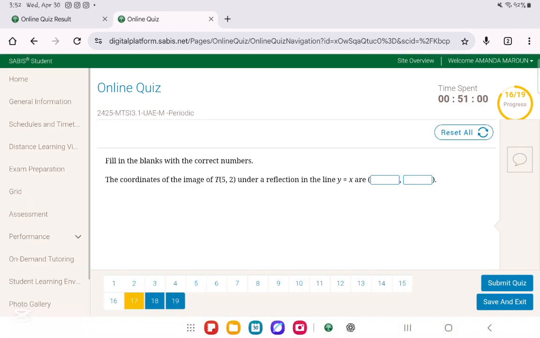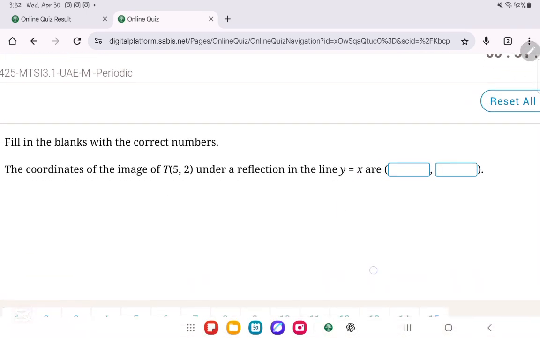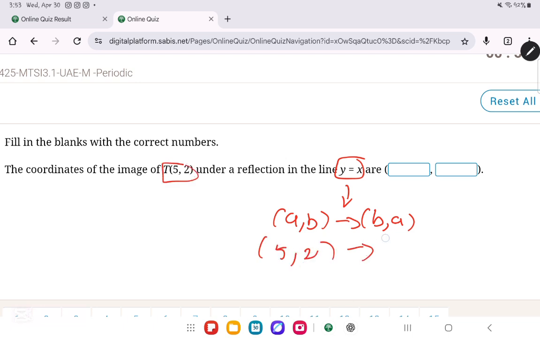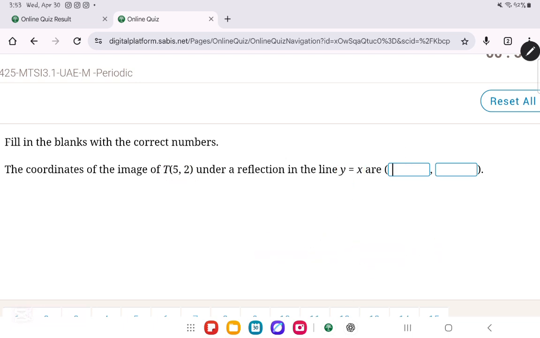We move on to question number 17. They said under a reflection in the line y is equal to x. When they say reflection y is equal to x, look what happens. AB will become BA. So in this case, AB is 5, 2. It will become 2, 5. So very simply, the answer over here is 2, 5.